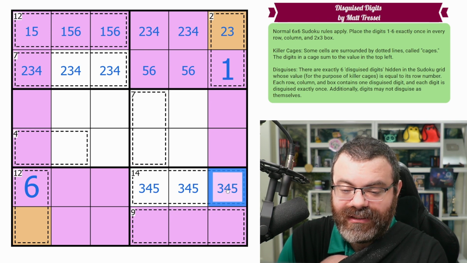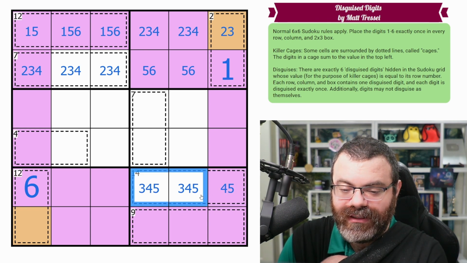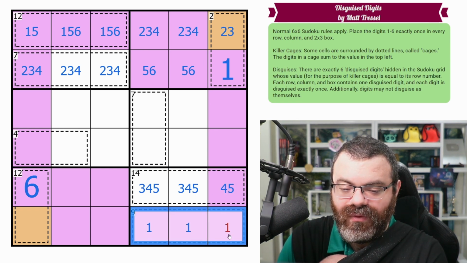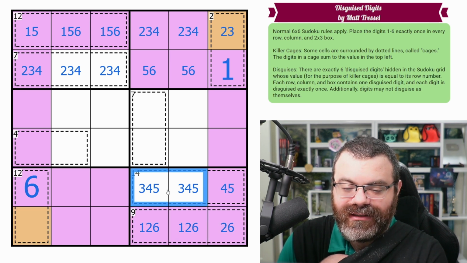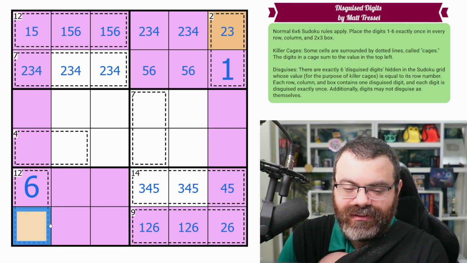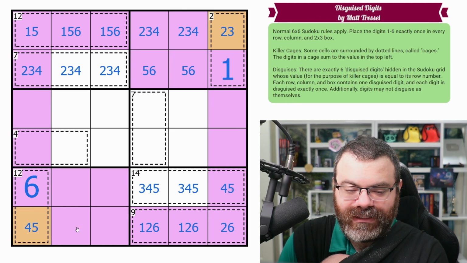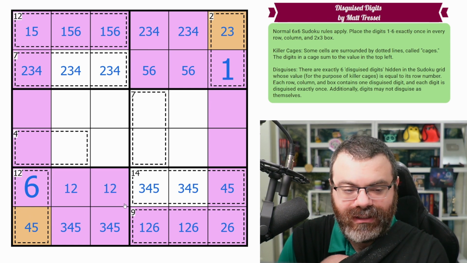This one isn't, hold on. We know that the 3 is disguised. So this one's not the 3. And then down here we have 1, 2, 6, which does add to 9. That's not a 1. And then because the 3 is disguised here, we know this isn't 3. So this is a 4 or a 5. And these are all 3, 4, 5. Okay. Hopefully that makes sense. This is a 1, 2 pair.